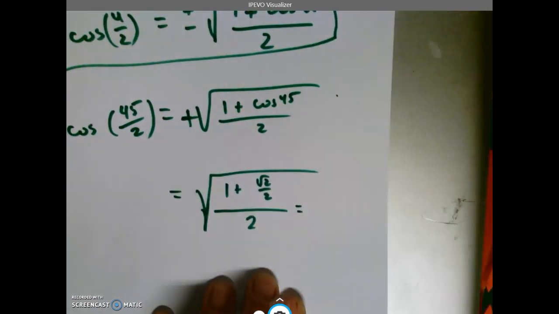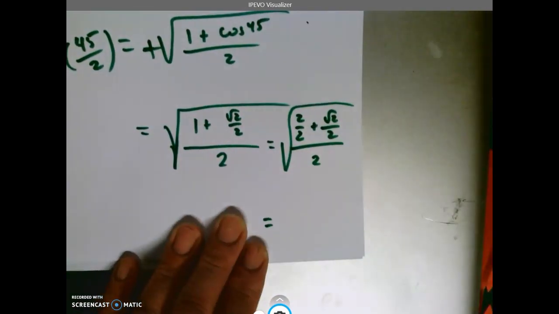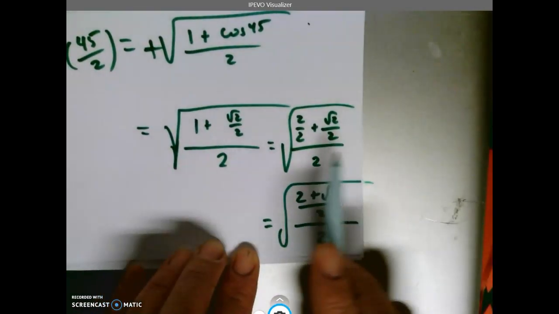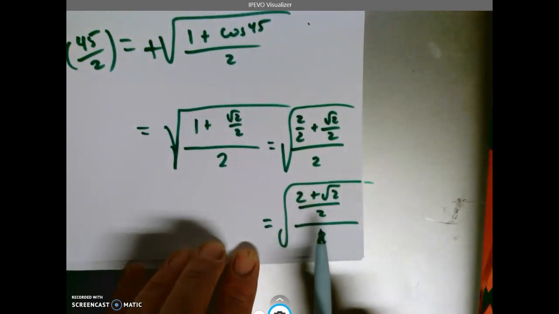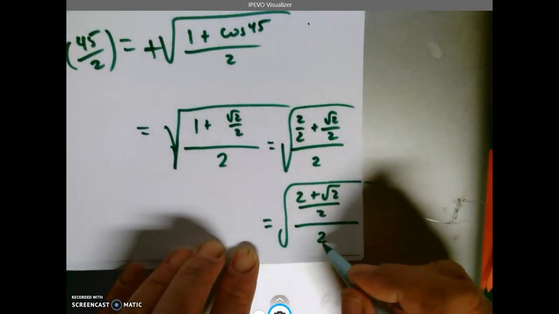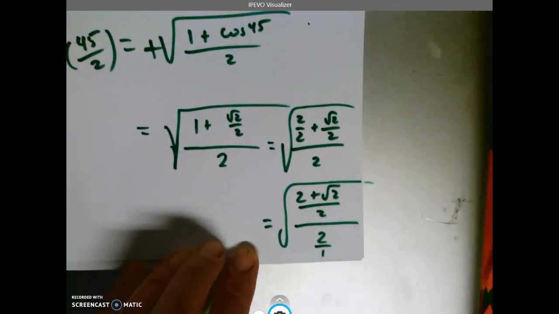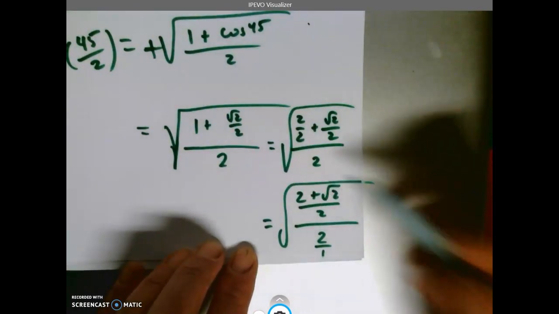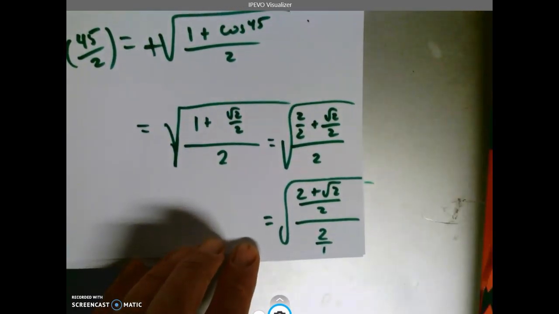1 is going to become 2 over 2, which becomes 2 over 2 plus rad 2 over 2. That's the top part. And then you still have an over 2, and that's okay. We're going to write this 2 as a 2 over 1. So now we have a fraction over a fraction. This is definitely a complex fraction. Don't worry, we can do this.